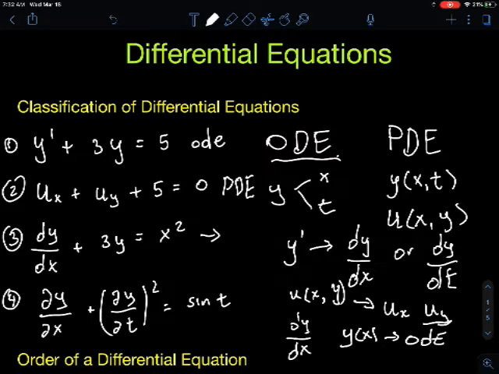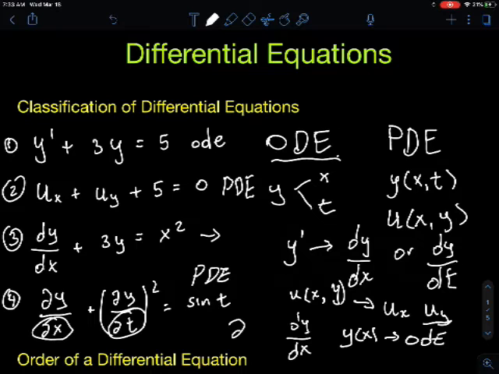On problem number 4, we also have a different kind of notation, but this notation refers to a partial derivative. Here y has two kinds of partial derivatives, one that depends on x and one that depends on t. So y depends on two variables, and therefore this is a PDE.